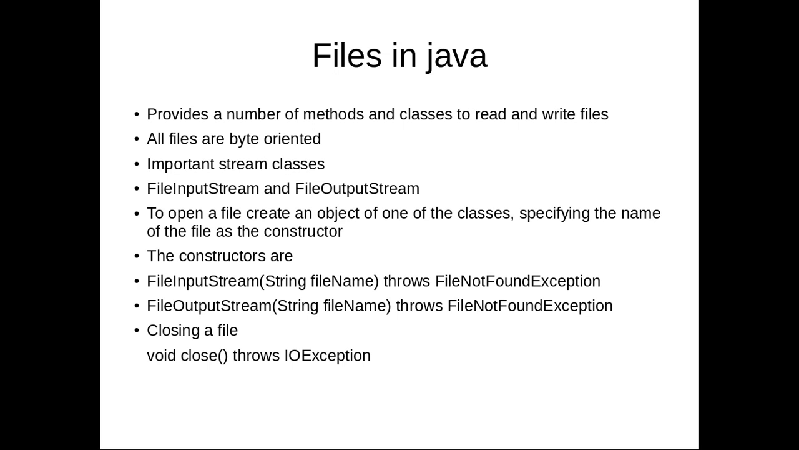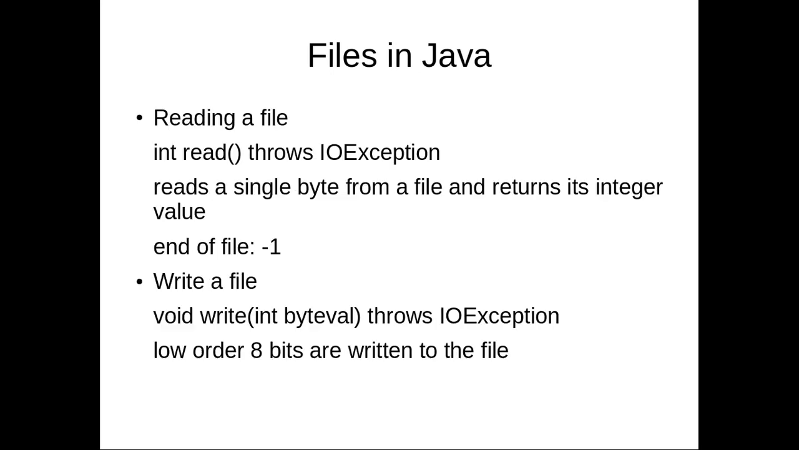That is the constructor. So here two constructors are shown: FileInputStream(String fileName) throws FileNotFoundException, and FileOutputStream(String fileName) throws FileNotFoundException. That means as a parameter to FileInputStream and FileOutputStream, we are passing a file name, and if such a file does not exist, it will throw a FileNotFoundException. So if you want to close a file, you have to use close. Now I told you how to open a file and how to close a file. Now how to read and write files.